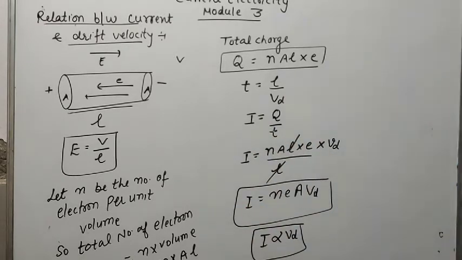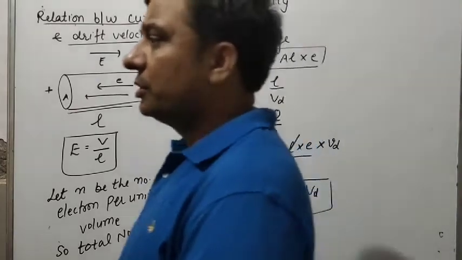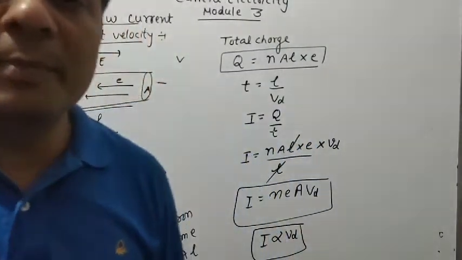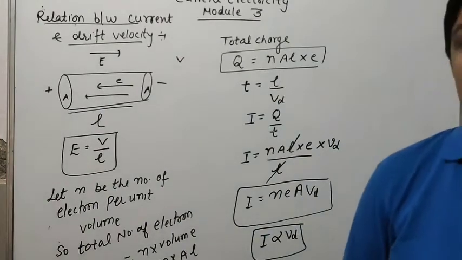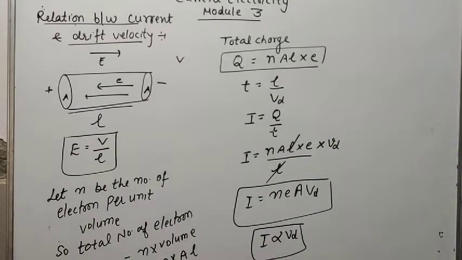In this manner you can find the relation between current and drift velocity, and always remember this relation, because this relation is very important. So this is the relation between current and drift velocity. What is the relation between current and drift velocity? I is equal to nEAVd, right? Perhaps it is clear to all.